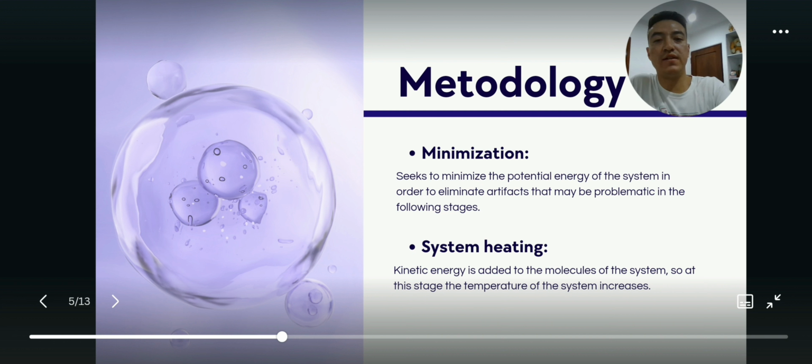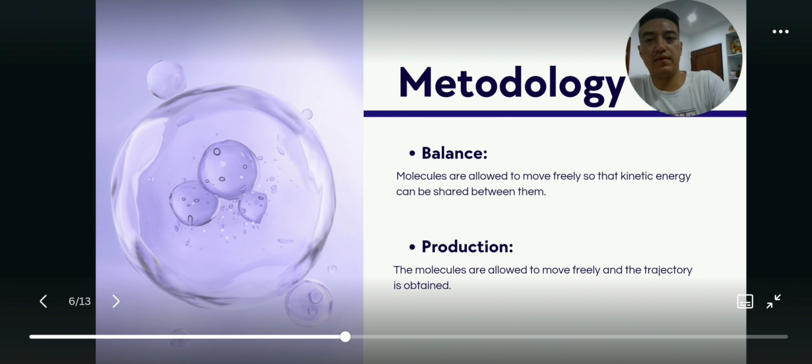The second stage is the heating of the system, in which kinetic energy is added to the molecules of the system. So, in this stage, the temperature of the system increases. The third stage is the calibration, in which the molecules are allowed to move freely, so that the kinetic energy can be distributed among them.